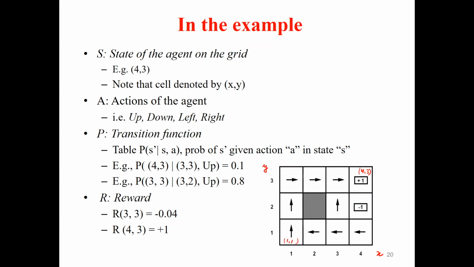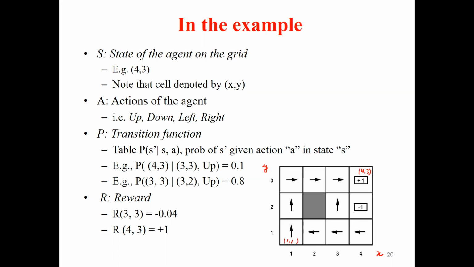Then we have a transition function, which tells us that if I am in a given state and I take an action, I am supposed to land in another state. And what is the probability that, given some initial state and some action, you move to the next state? What is the probability for the switch?